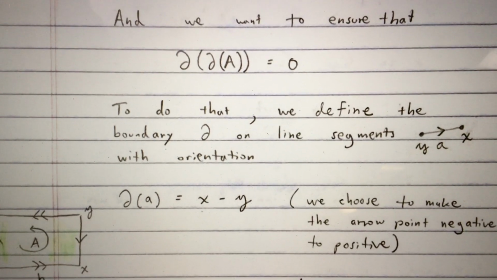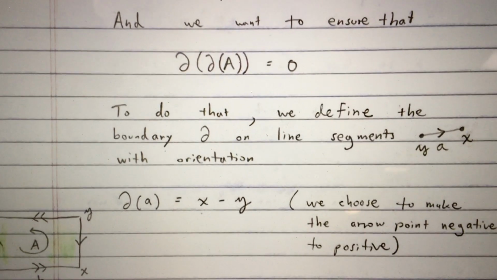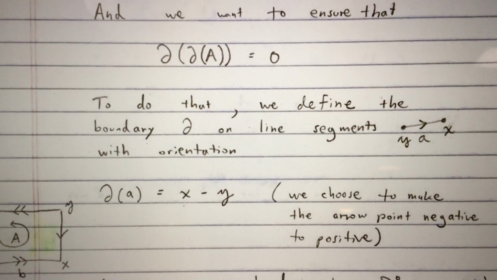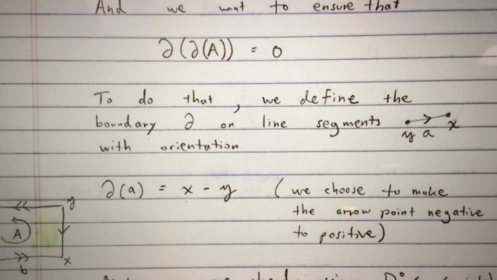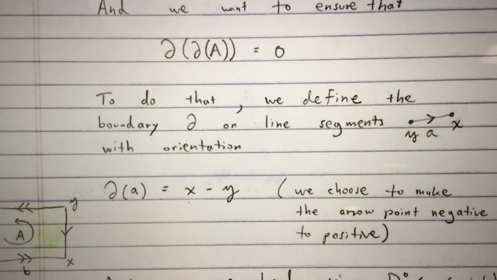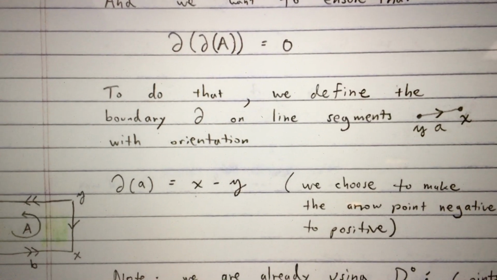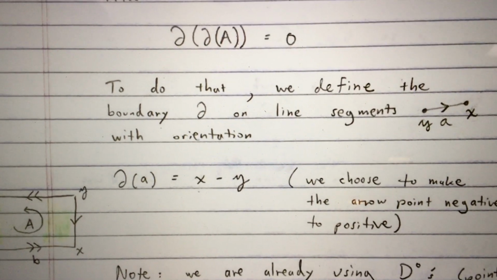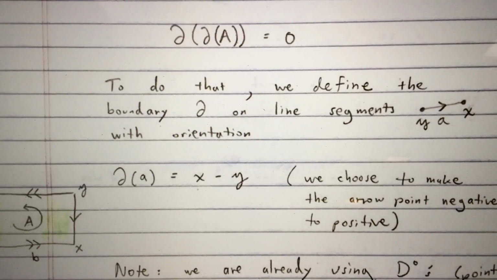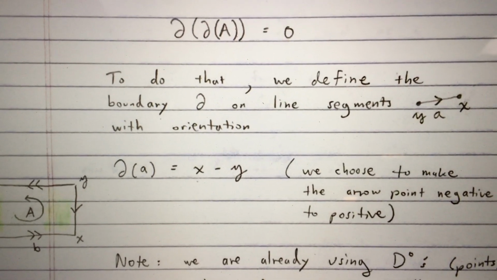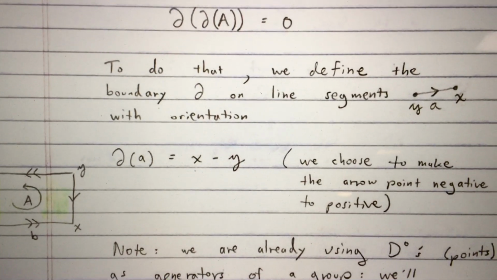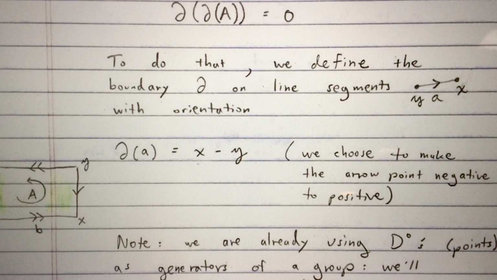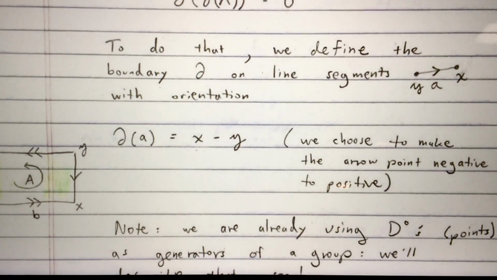To do that, for the 2 cells, like A, we need to define the boundary on line segments. We give the line segment an orientation, like here's a little line segment. It goes from y to x from our example of the real projective plane, and it happens to be oriented from y to x. We define the boundary of that little guy to be x minus y. It's a natural way to do it. We choose to make the arrow point from negative to positive, and so you start with the endpoint x and subtract the starting point y.